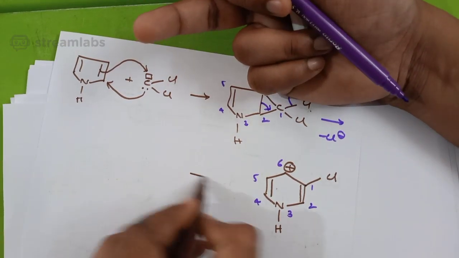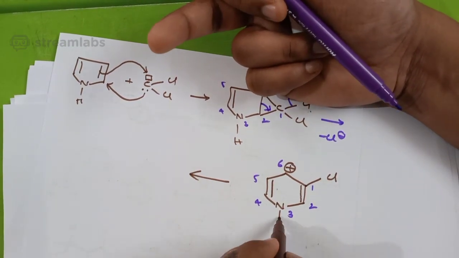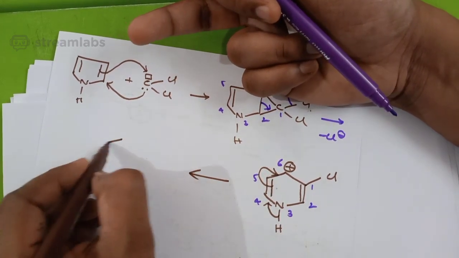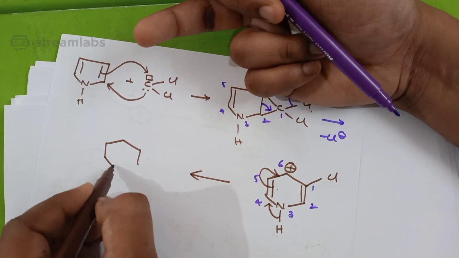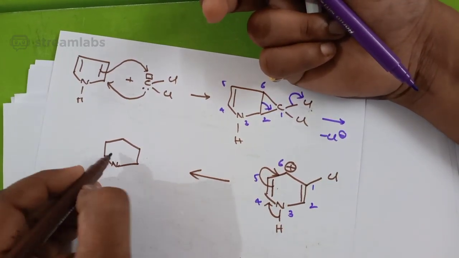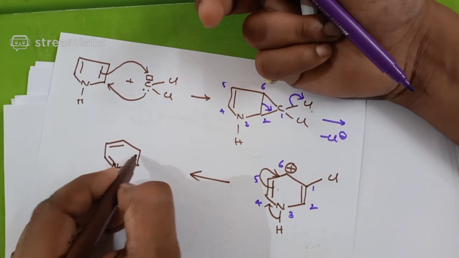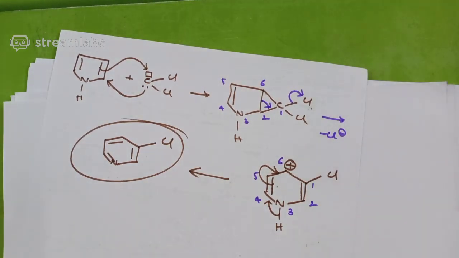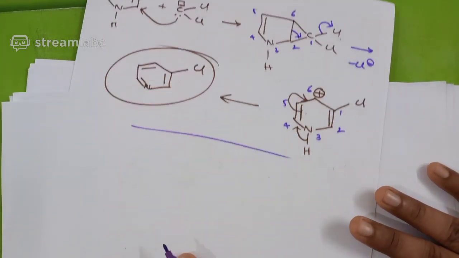Now the last step, this bond shifts, either left or right, it's not a matter. This bond shifts and the proton is removed. Earlier Cl was removed, now the proton is removed as HCl. We got finally 3-chloropyridine. 3-chloropyridine is formed. Understand? So this way we can do it.